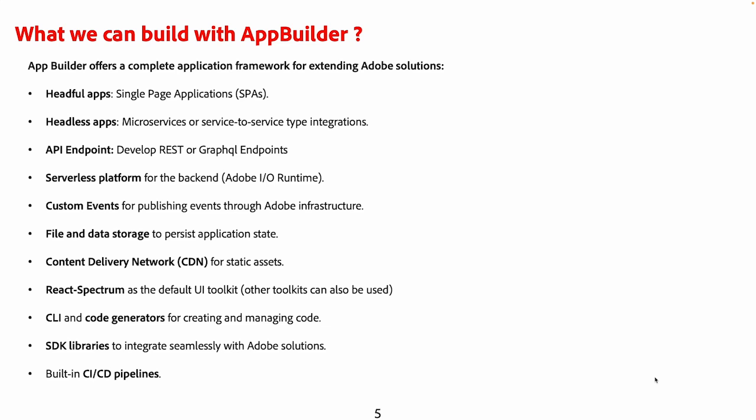React Spectrum is a framework which can be utilized to develop front-end components. CLI commands are useful for deployment, building your code, and compilation. SDK libraries give easy integration with Adobe's different solutions, and the CI/CD pipeline basically allows you to deploy the code automatically to a specific workspace.